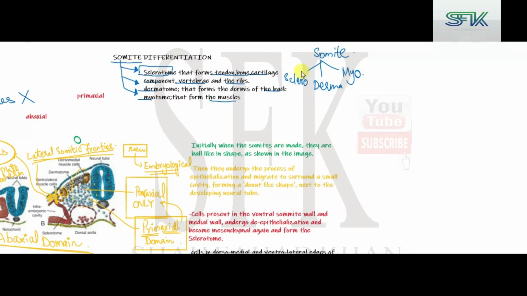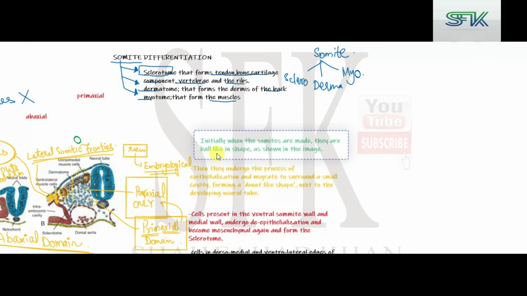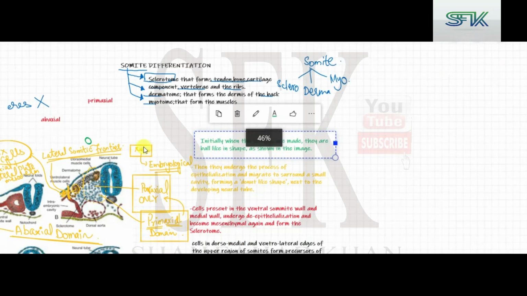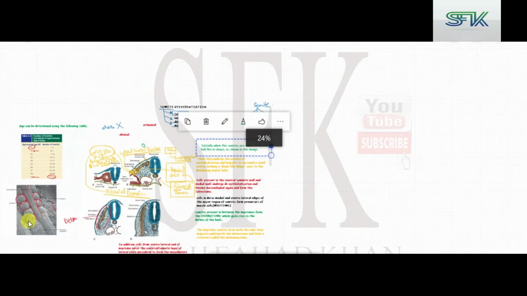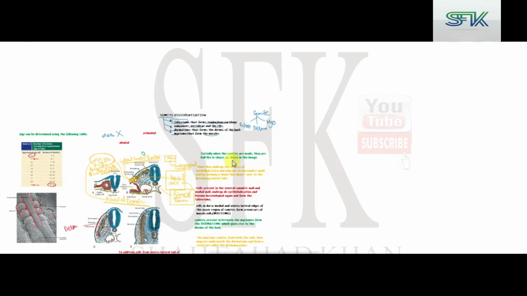So basically, let's start from this green paragraph. Initially when the somites are made, they are ball-like in shape as shown in the image. I showed you the image in the beginning, right over here, this one. This image has also been taken from your book Langman, so you guys can view it again.